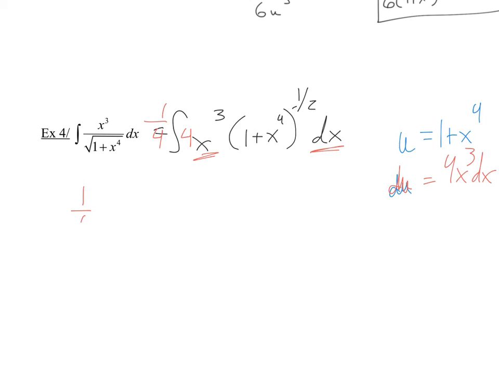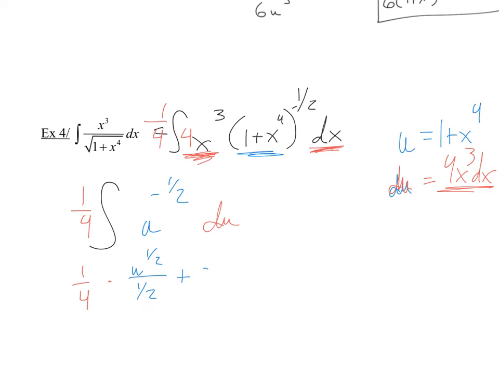So now I have 1/4 times the integral of u to the negative 1/2 du. Everything underlined in red is du. So now I take the integral of u to the negative 1/2. Remember, we add 1 to the exponent. So negative 1/2 plus 1 will be positive 1/2 divided by 1/2. Dividing by a fraction is like multiplying by a reciprocal. So it's going to be 1/4 times 2 over 1, u to the 1/2 power plus c.